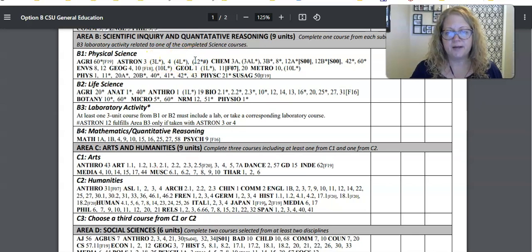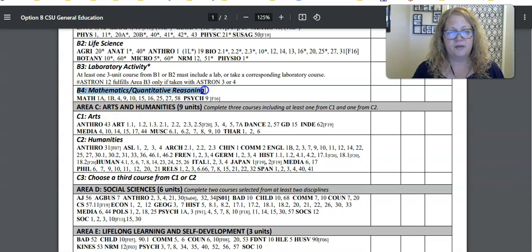Now, if you're a bio major, you're going to be taking all of these bio classes that have a lab. So that's already built in as part of your major prep, okay? So again, that's the benefit of meeting with a counselor to plan all that out so that you're not taking things that you don't necessarily need.